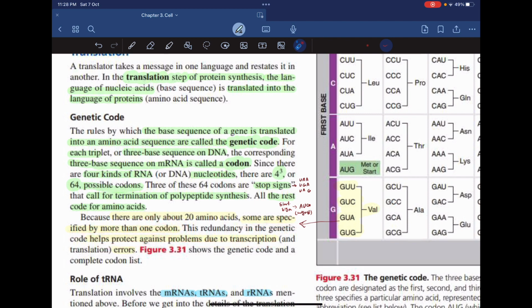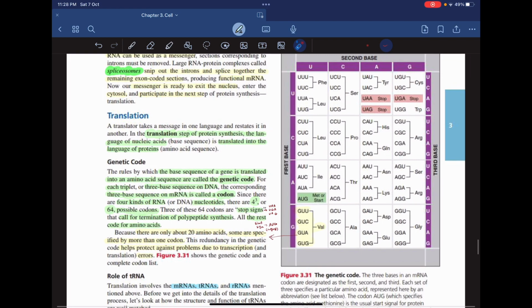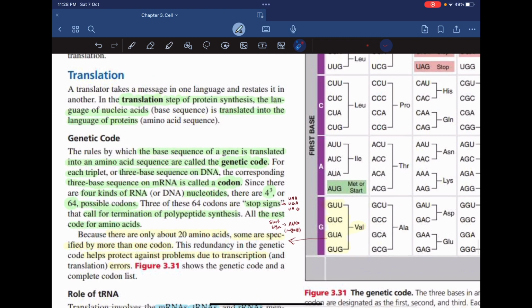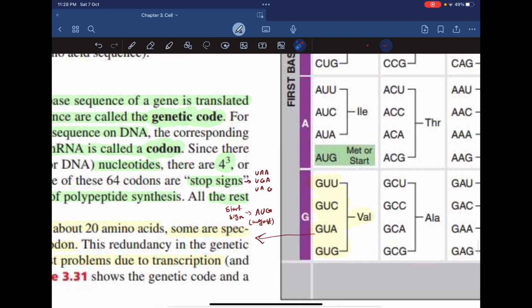Okay. We also have the most important codons that we all should know and memorize, which are the stop signs and the start sign. Stop signs call for termination of polypeptide synthesis. There are only 3 of them. They all start with U and have A and G. There's one that is UAA, and for the other 2 you can just switch between them: UGA and UAG. So UAA, UGA and UAG. And the start sign is AUG.